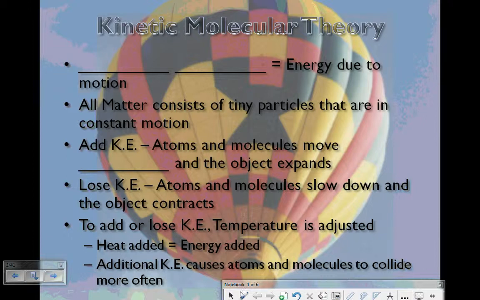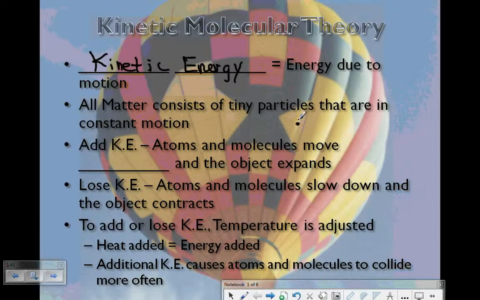First of all, we've got to understand what we mean by kinetic molecular theory. You studied in middle school how kinetic energy and potential energy are related. So when we refer to kinetic energy, what we're talking about is energy due to motion. As I fill in my blanks, you're going to be filling in your blanks as well, right, folks? Great. Remember that all matter consists of tiny particles, and they're constantly in motion.